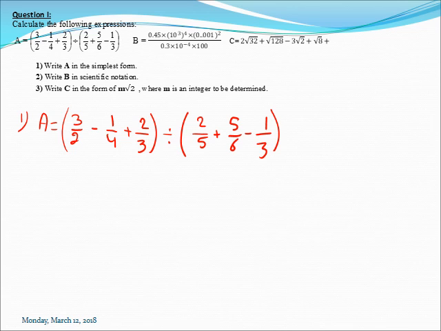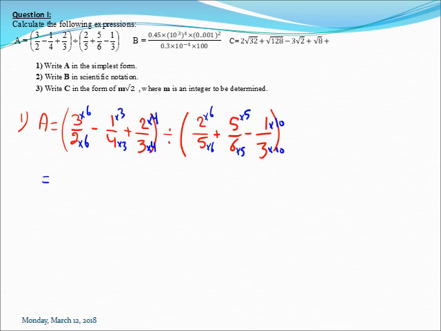First, the same denominator between 2, 4 and 3 is 12. Multiply here by 6 and here by 6, here by 3, here by 3, here by 4 and here by 4. For 2 over 5 plus 5 over 6 minus 1 over 3, also multiply by 6, by 6, by 5, by 5, by 10, by 10 to get the same denominator.